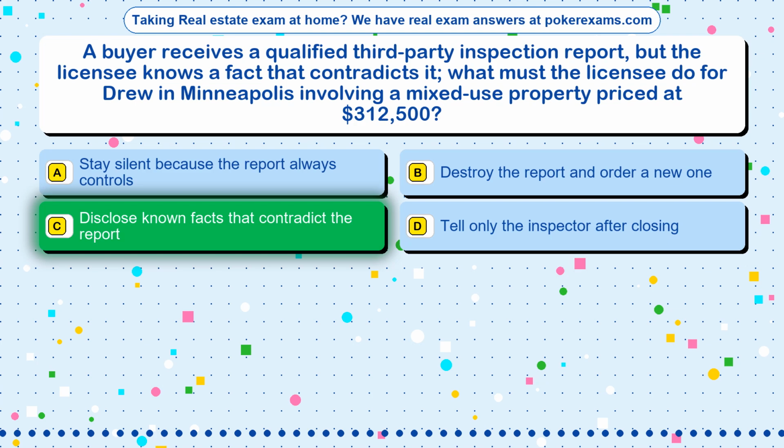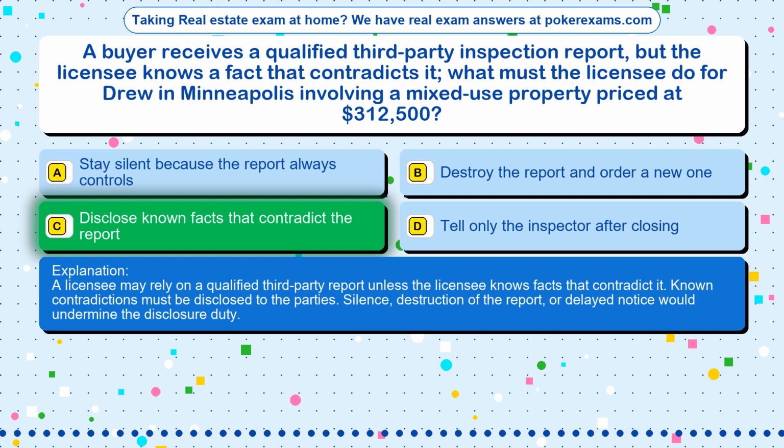The correct answer is option C. Disclose known facts that contradict the report. A licensee may rely on a qualified third-party report unless the licensee knows facts that contradict it. Known contradictions must be disclosed to the parties. Silence, destruction of the report, or delayed notice would undermine the disclosure duty.